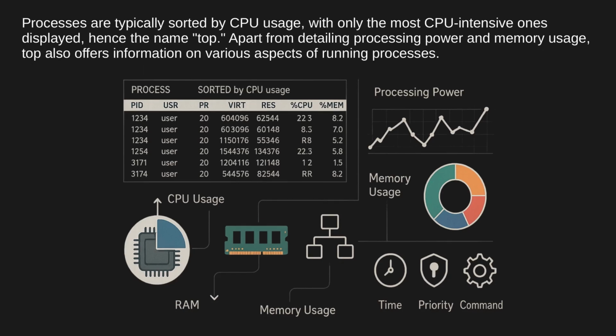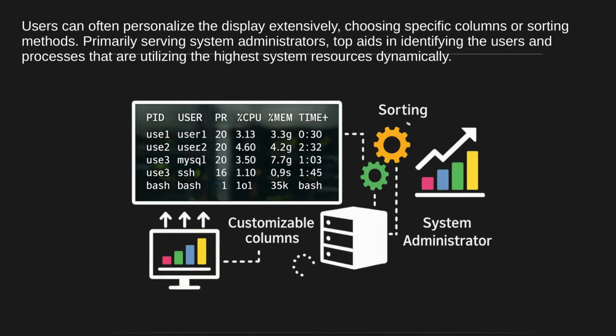Processes are typically sorted by CPU usage, with only the most CPU-intensive ones displayed, hence the name TOP. Apart from detailing processing power and memory usage, TOP also offers information on various aspects of running processes. Users can often personalize the display extensively, choosing specific columns or sorting methods. Primarily serving system administrators, TOP aids in identifying the users and processes that are utilizing the highest system resources dynamically.